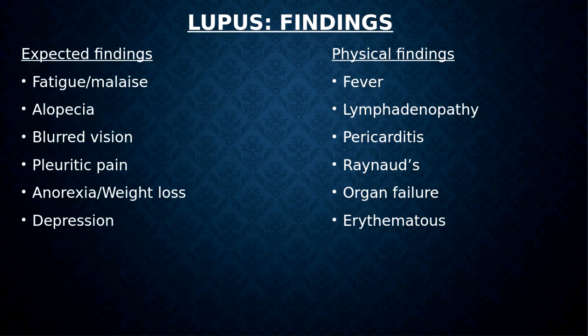So findings. Expected findings in a patient with lupus. When you do your assessment, this is what you're going to find. The patient complains of fatigue, alopecia, blurred vision, pleuritic pain, weight loss, depression. They may even have what's called a butterfly facial rash. You may see that on the patient. They may have fever, Raynaud's, pericarditis. May even develop some organ failure.